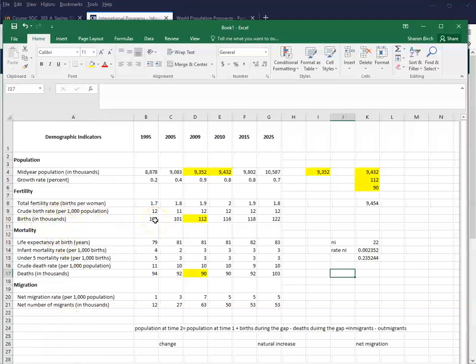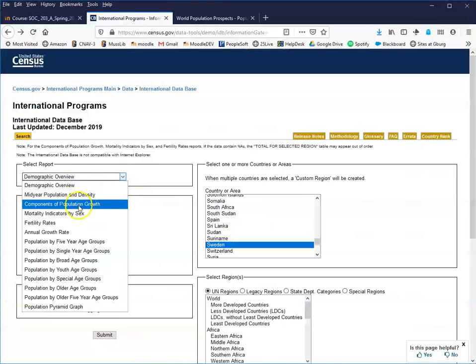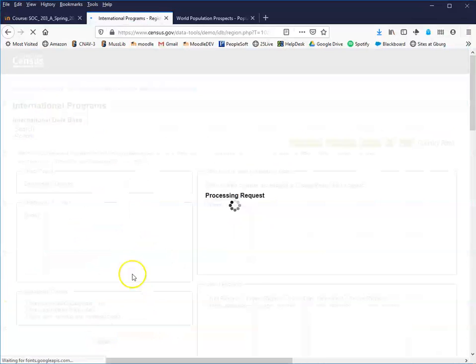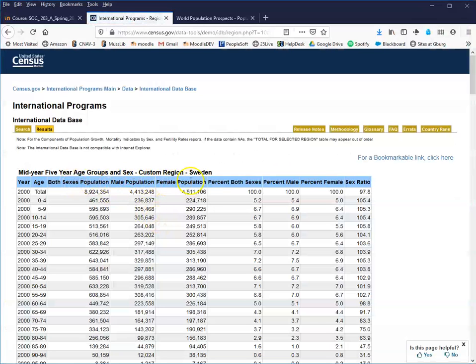Births and population. Female population age 15 to 49 is a little bit different though, so that's going to require that I get my population by 5-year age groups. And so when I do that, I can get my female population, and I'm going to have to add it up to get the total between 15 and 49. And then that population of everyone, both sexes, 0 to 4.